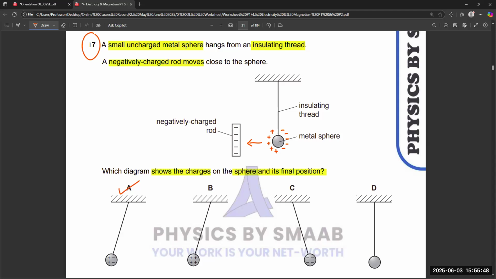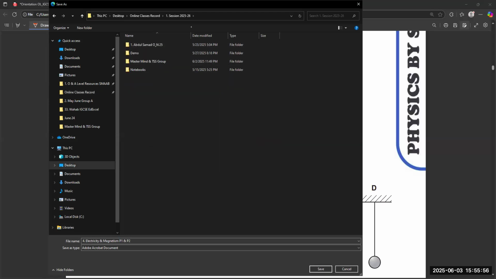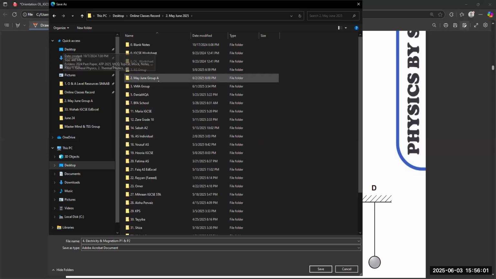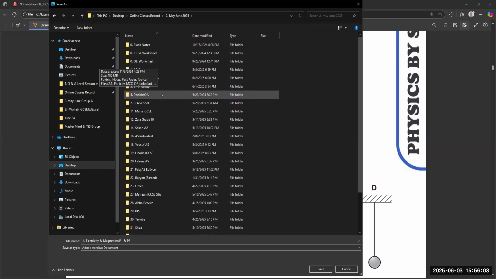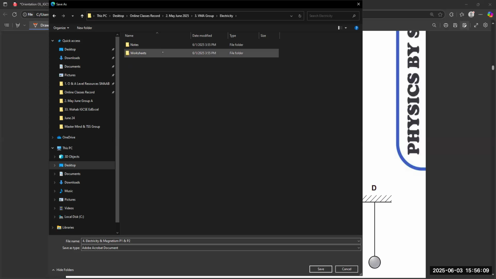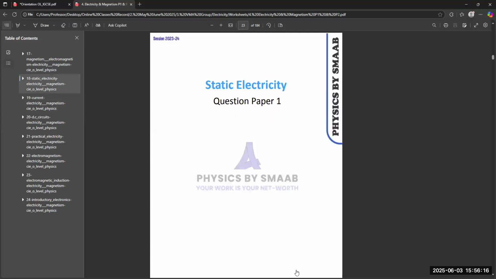Correct. So option A is the right answer, and you will get more questions in this worksheet also. You can practice by yourself, because in this chapter we have limited information and we get limited types of questions. This type of question is usually asked in past papers, related to the distribution of charge, transfer of charge, and the movement of the body. Okay.